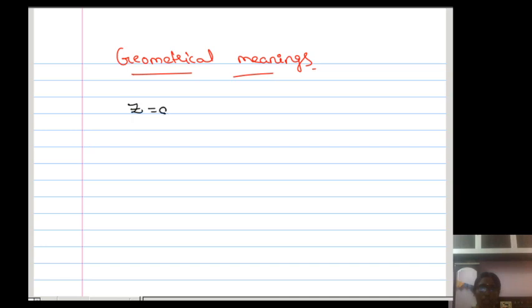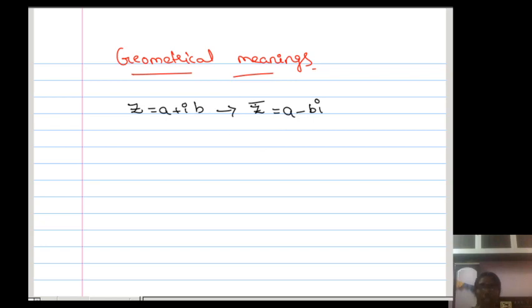So next concept, we have some diagrams, geometrical meanings. So geometrically, how can we explain the properties of the complex number? One is about the conjugate. Suppose Z is equal to A plus iB. What is the conjugate of the complex number? Z bar is represented as A minus iB, meaning replace i by minus i.